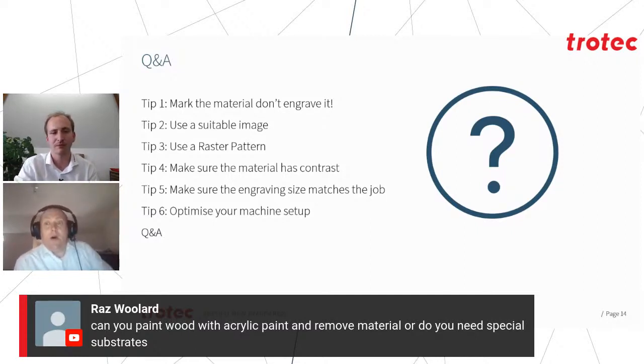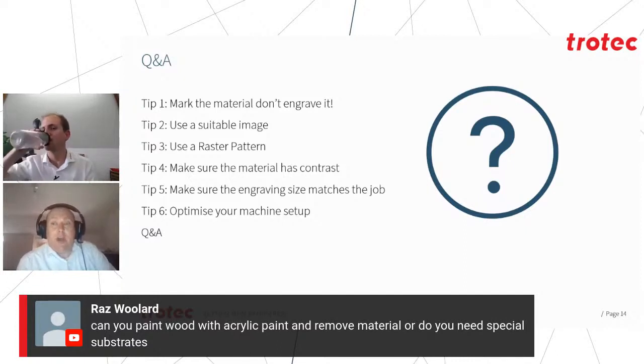Yeah, and I think if you are painting the surface of the wood first, you literally only need to remove that surface of paint away to generate a good contrast. So you're going to make life easier for yourself by doing that. But of course, you've then not got a product that looks like a natural piece of wood.